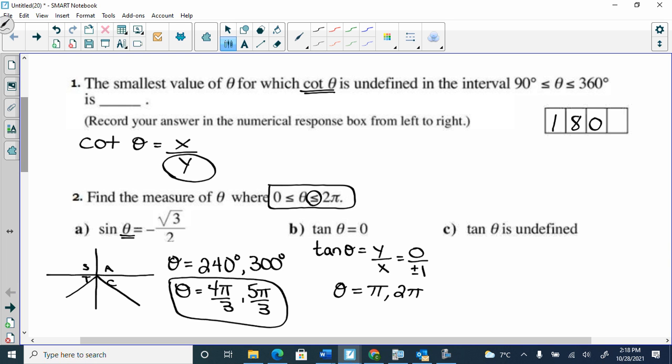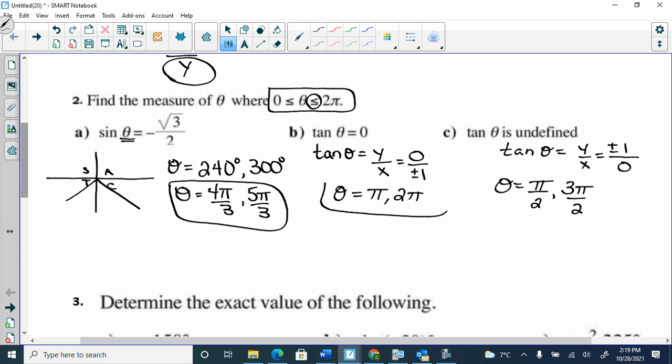And then for tan to be undefined, that means tan theta has to be, well, it's the y over x. My x this time has to be 0, and this could be plus or minus 1, couldn't it? So where is x equal to 0? At 90 and 270, or what is that in radians? Pi over 2 and 3 pi over 2. And these ones you'd have theta equals because you're actually finding the angle. So you're finding the inside of the unit circle. Yeah?